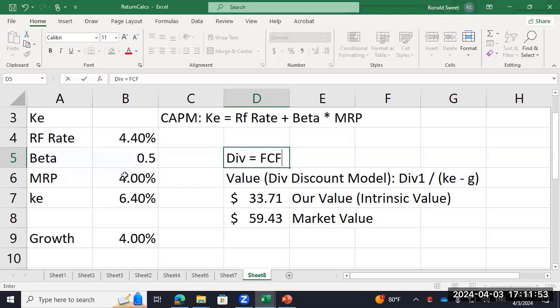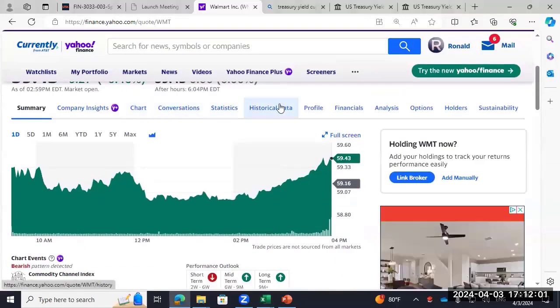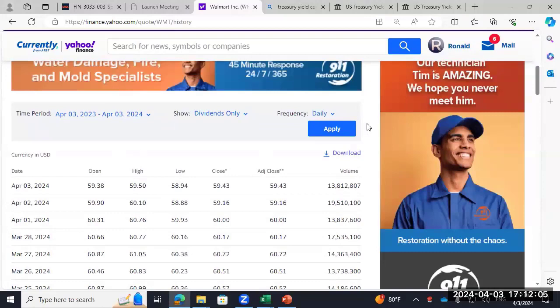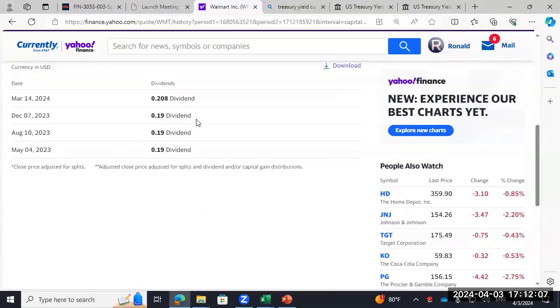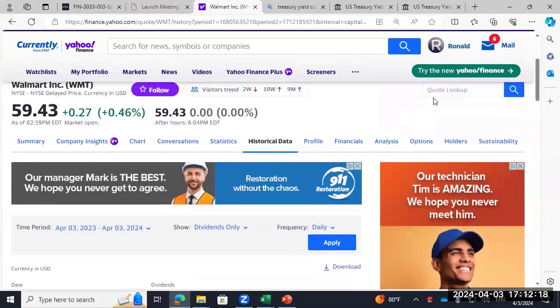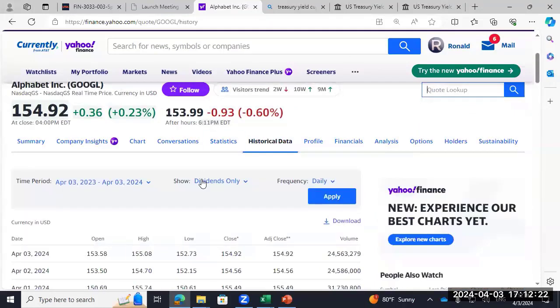For dividend 0, well, dividend 0 is just whatever they paid in the last 12 months. So for paper 4, all you're going to do is go to their historical data and change it to dividends. Dividend 0 is just the sum of what they paid this last year. They pay quarterly dividends, so you just add those up. It's real straightforward. If I did this for Google, what will dividend 0 be?